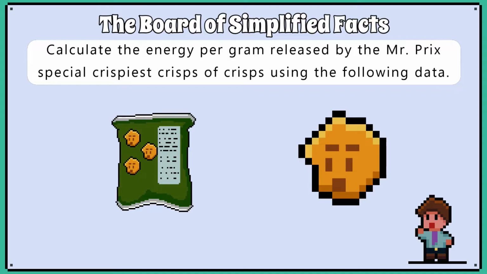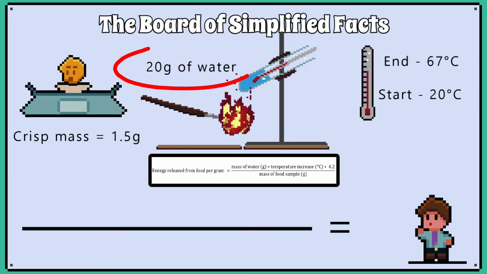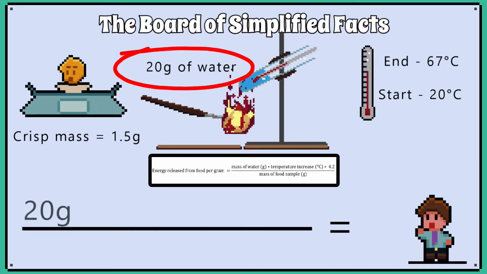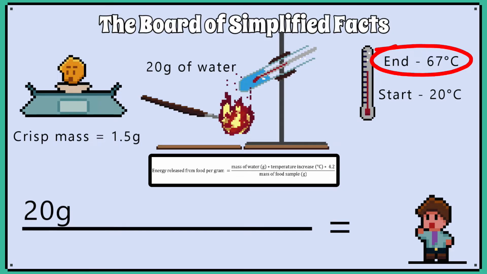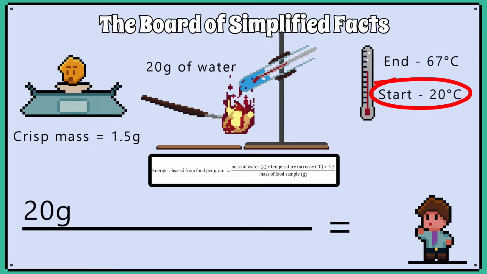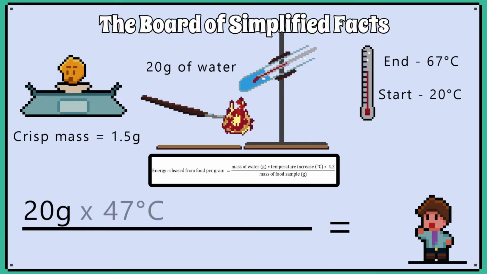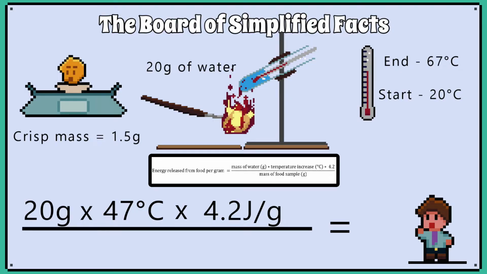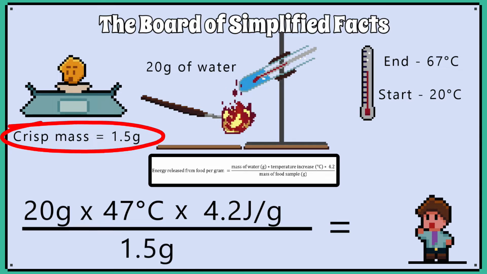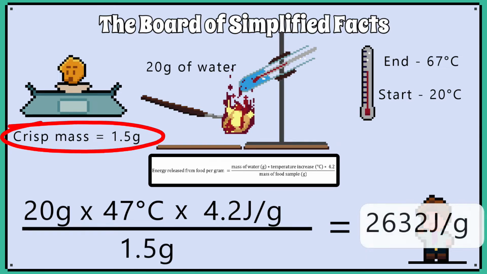For example, calculate the energy per gram released by Mr. Prick's special crispiest crisps using the following data. We have 20 centimeter cubed of water, so that means 20 grams of water, multiplied by how much the temperature increased, which is the final temperature, 67 degrees Celsius, minus the initial starting temperature of 20 degrees Celsius. So we plug in 47 degrees Celsius, followed by 4.2 joules per gram, which is the specific heat capacity of water, remember, and we divide this all by the mass of the food sample, which happens to be 1.5 grams. This gives us an answer of 2,632 joules per gram of energy in the crisp.